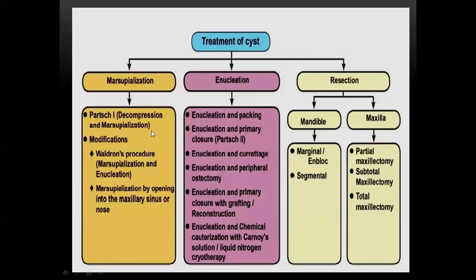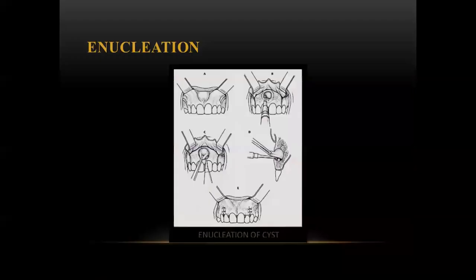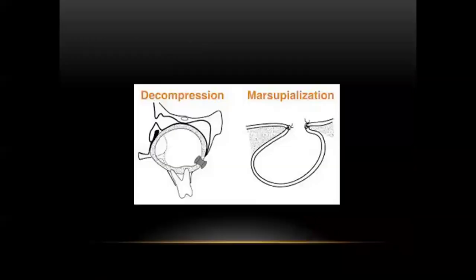It means after doing a marsupialization, you have to wait for a few days and then remove the entire cyst along with the lining. It means marsupialization followed by enucleation. Whereas Partsch 1 is the decompression or the marsupialization.